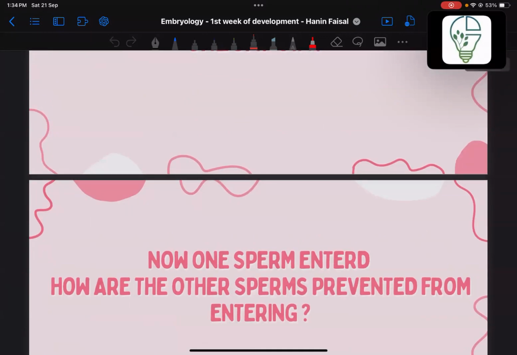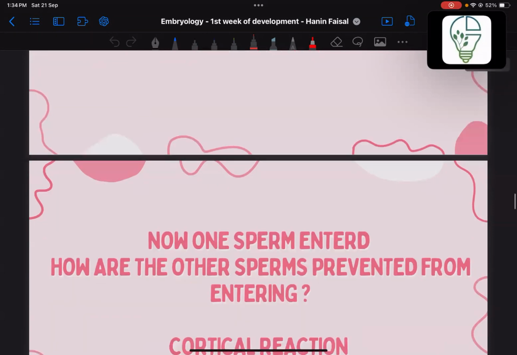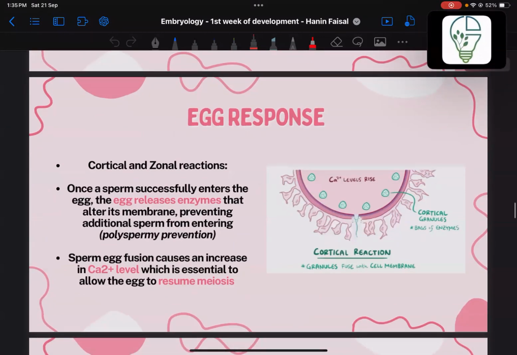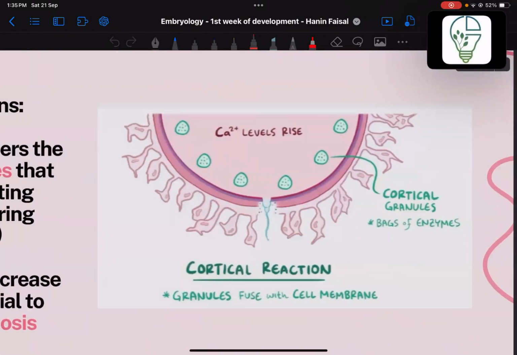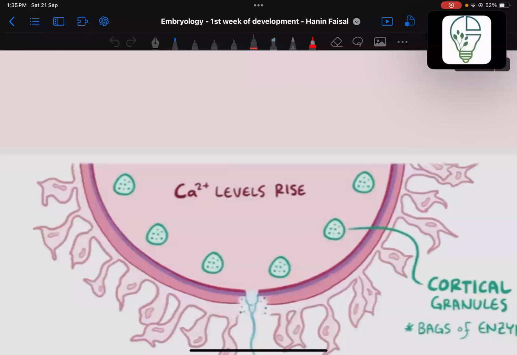Okay, now one sperm entered. How are the other sperms prevented from entering? Anyone knows what the reaction is called? Okay, a protective layer. Do you know what's the reaction called? Exactly, cortical reaction. What's basically this cortical reaction? In the cytoplasm of the egg, you have granules, and those granules are called the cortical granules. Those cortical granules have enzymes.